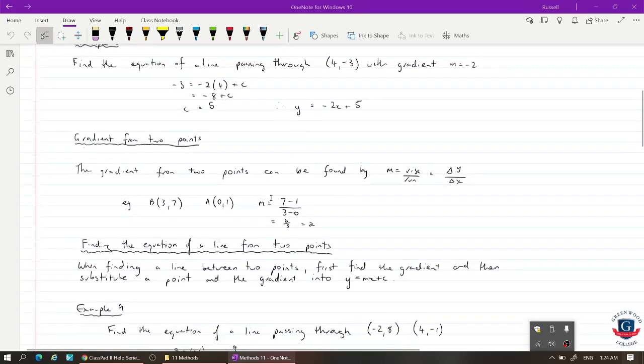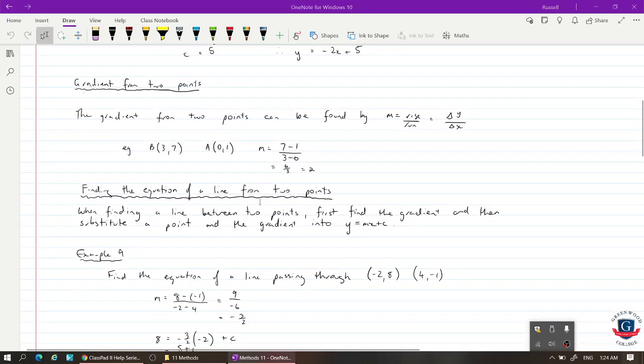Example 8 solved. Now, if we're given 2 points, we don't initially have enough information to create an equation, but we can find the gradient between the 2 points quite easily by using change in y over change in x, or rise over run. So from A to B, it's run 3 positions, and it's risen 6 positions. So that's 6 on the top, 3 on the bottom, rise on the top, run on the bottom. Change in y on the top, change in x on the bottom. Whichever way you want to think about it, 6 divided by 3 gives us a gradient of 2.